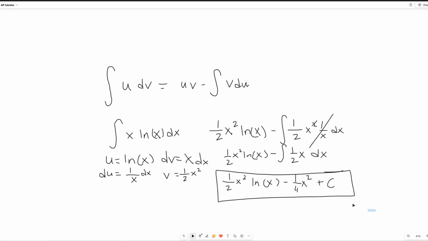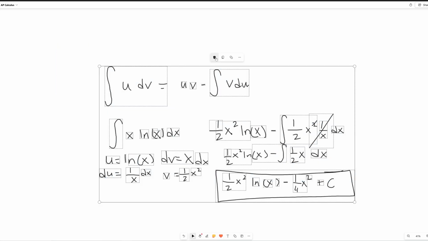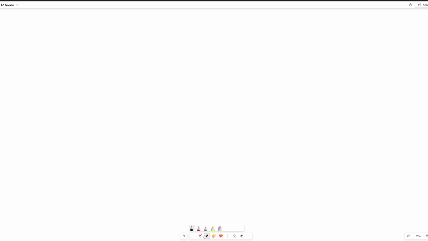Now, don't worry, we're going to do more, because this is weird to think about at the start. So, we have inverse sine of x dx. You look at this and you're like, what are we doing? There's no integration by parts here. Well, there is if you think about it in a different way.